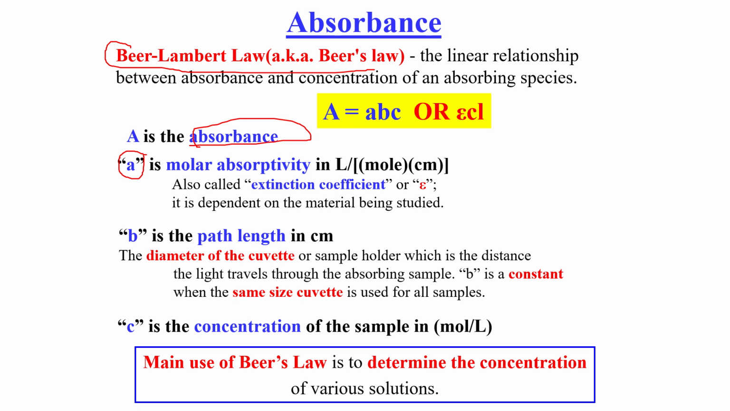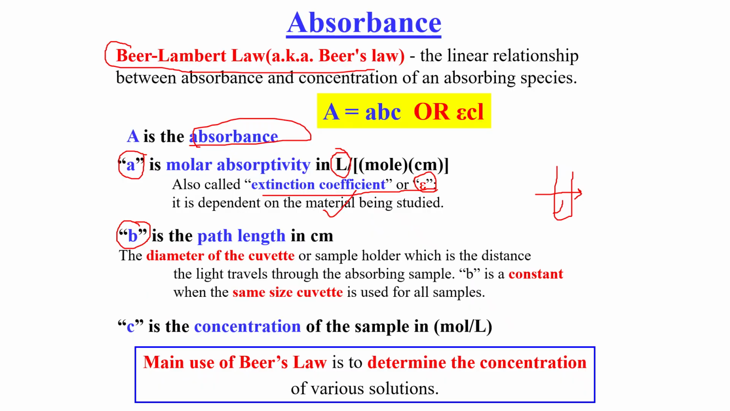It will differ from solution to solution, and can be expressed in liters per mole per cm, and it is also called the molar extinction coefficient. It can also be denoted by the symbol epsilon. It differs depending on the material being studied, that is, the solution being studied. b is the path length. Path length is the length of the cuvette or the diameter of the cuvette.